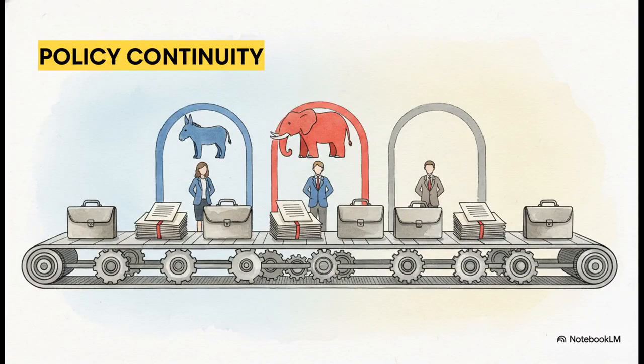And here's the bottom line, the most important part. The primary output of this entire system is simply policy continuity. The whole machine is designed to ensure that the core policies serving that global economic and strategic order just keep going, uninterrupted. And this happens no matter which political party is in charge, and, often, in direct opposition to what the public actually wants.